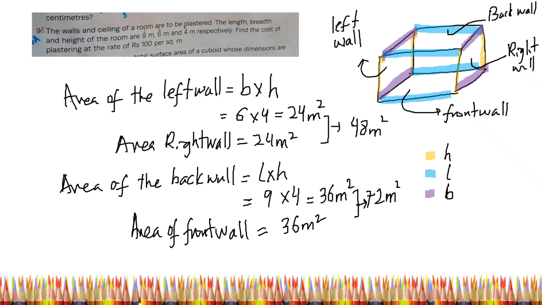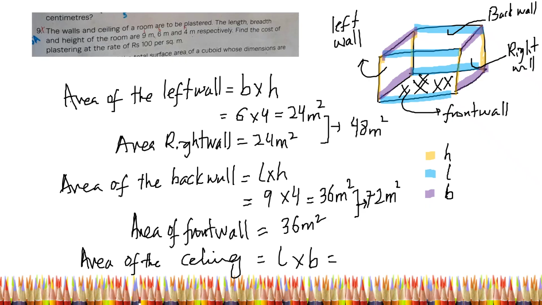Okay, now we are left with the ceiling and the floor. Now the floor is excluded, right? I will cross this out. We have to only find the area of the ceiling. So the area of the ceiling will be the blue multiplied by the purple. The blue one is the length and the purple one is the breadth. That is length multiplied by breadth, 9 multiplied by 6, which is 54 meter square.